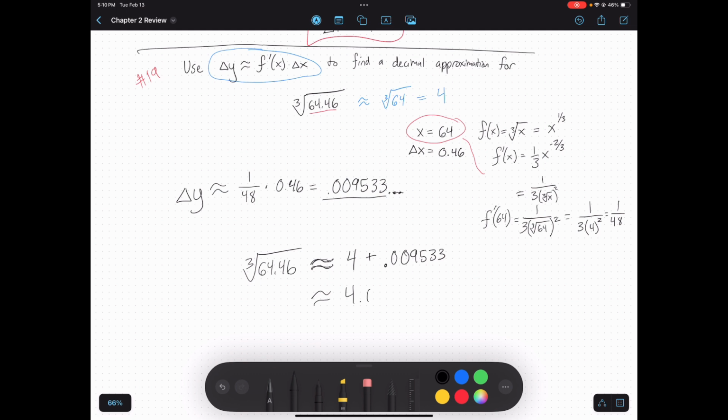So I get 4.009533 repeated. And the problem does say round to 3 decimal places. So there's my 3 decimal places. What does this 5 tell me to do? It tells me to round it up. So I get 4.010. So the cube root of 64.46 is approximately 4.01.